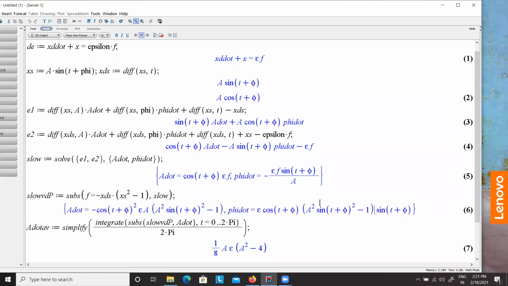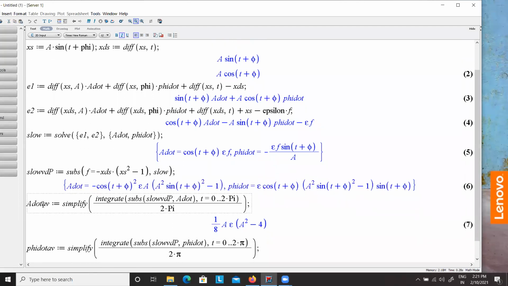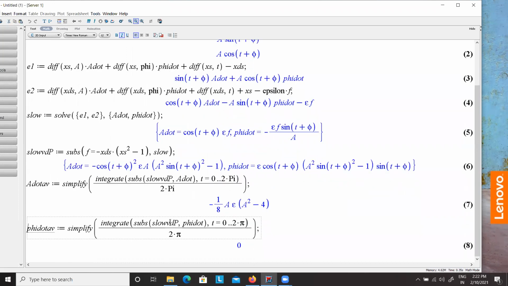And just averaging is straightforward, you see. So I do the averaging. I write a dot average. So what I do is I substitute slow van der Pol into a dot. That means I just pull out this term and then I integrate from 0 to 2 pi. Actually the period is pi because this is also cos squared and sine squared. The period is pi, but it's good enough. 2 pi is also fine. So I integrate from 0 to 2 pi and divide by 2 pi. Okay, so that is a dot average. And then phi dot average, similarly I pull out phi dot and average, and then phi dot is 0. So this is the averaged van der Pol equation, in terms of amplitude and phase.